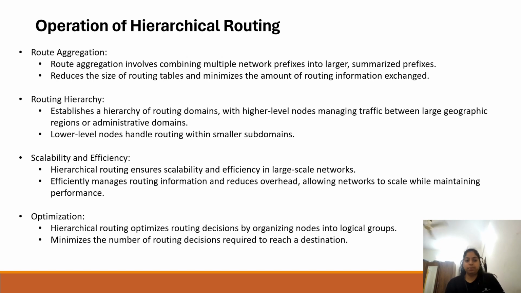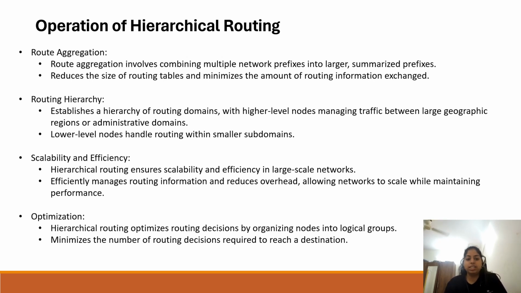Routing aggregation. Routing aggregation involves combining multiple network prefixes into larger summarized prefixes, which reduces the size of the routing table and minimizes the amount of routing information exchanged. Routing hierarchy establishes a hierarchy of routing domains with high-level nodes managing traffic between larger geographic regions or administrative domains. Lower level nodes handle routing within smaller subdomains.